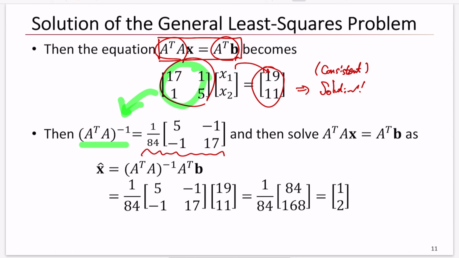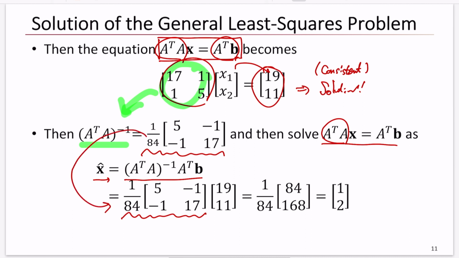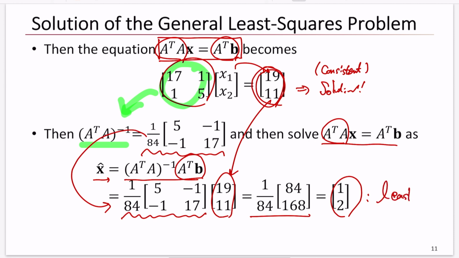Anyway, because this matrix ATA is invertible in this case, the solution is x hat equals the inverse of ATA times ATB. The inverse of ATA is like this, right? And ATB from here is going to be like this. Finally, this one is going to be 1/2, 1, 2. So this is the least square solution.